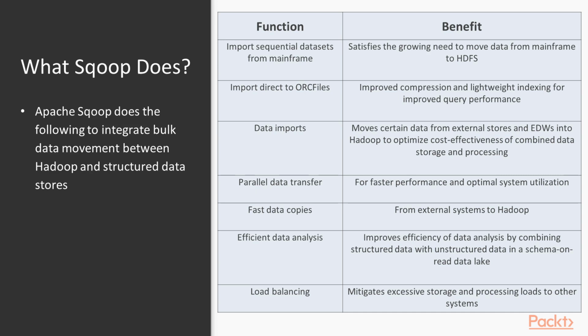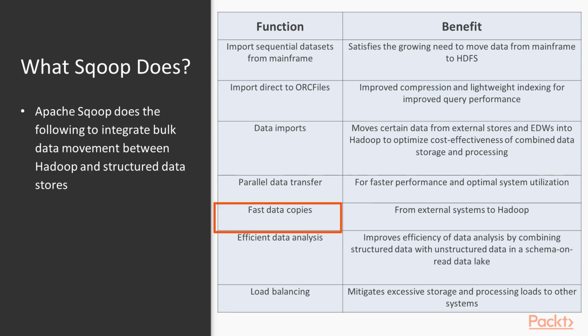Now what exactly does Sqoop do for us? Sqoop does the following to integrate bulk data movement between Hadoop and structured data stores. Function: import sequential data sets from mainframe. The benefits are: it satisfies the growing need to move data from mainframe to HDFS. You can import directly to ORC files. You can do a parallel data transfer for faster performance and optimal system utilization.